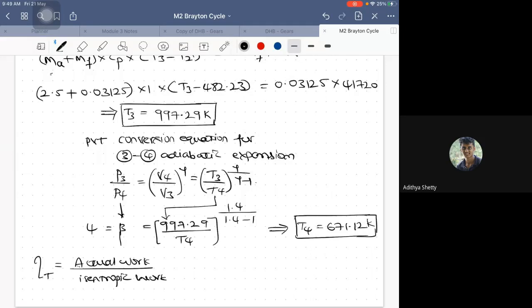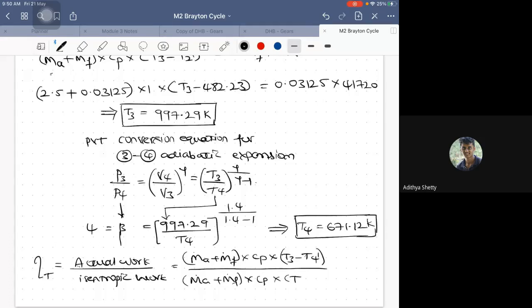Okay. So actual work, same thing again, m dot. Here two terms come: mass of air plus mass of fuel, into Cp into T3 minus T4 dash. Should I put a dash there? Yes. So divided by, same again, Ma plus Mf into Cp into T3 minus T4. So this is isentropic, without dash. Now we will cancel out the common terms.